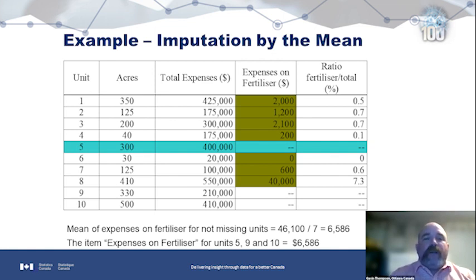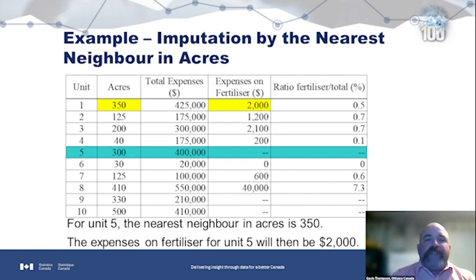Another way to do this is to look for the nearest neighbor based on acres. Farm number 5 has 300 acres. The nearest neighbor by size is actually farm number 9, which has 330 acres. But the problem is number 9 also needs to be imputed. It's also missing the value for expenses on fertilizers. So we have to look for the nearest neighbor that has a value. The nearest neighbor here would be farm number 1 with 350 acres. We see that the expense on fertilizer is 2,000. And then we would just impute the value for farm number 5 with 2,000. Then we would repeat the same process with farm number 9 and farm number 10. We see that farm number 10 is really big, so based strictly on acres, it would be imputed from farm number 8.